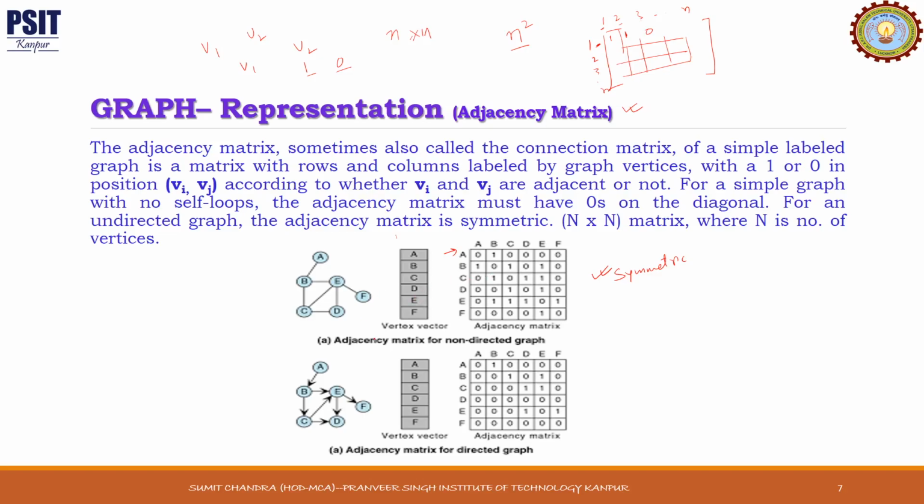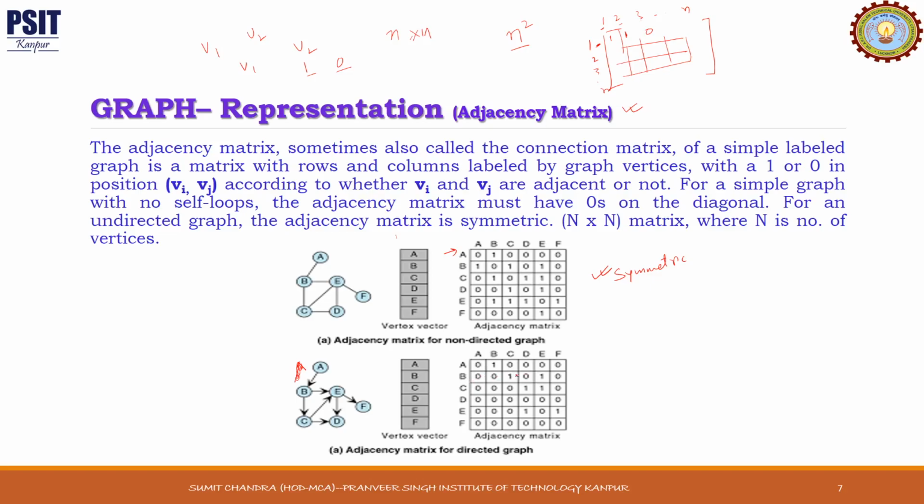Now coming to the directed graph, we know the difference. For example, here if a to b is an edge, then b to a is also an edge. But in this case, if a to b is an edge, it is not necessary that b to a is an edge. B to a can only be an edge if we have an edge going from b to a, but there is no edge. So a to b doesn't mean b to a here. So this matrix you can again see. From a to b we have an edge, but b to a we are not having any edge.